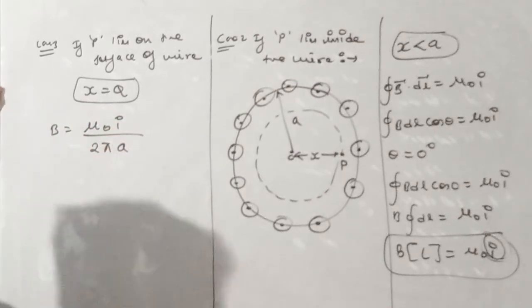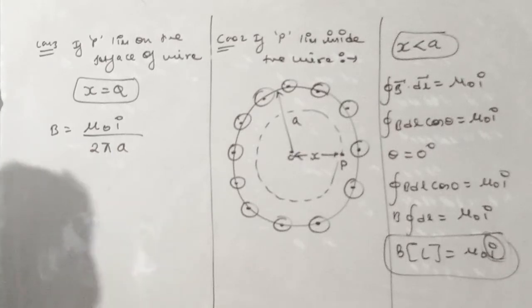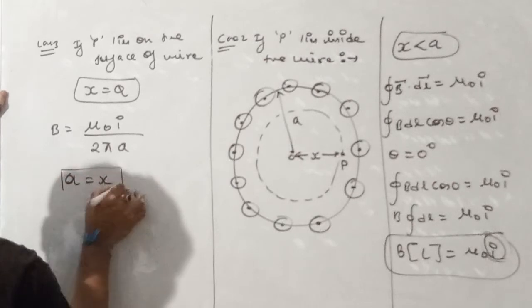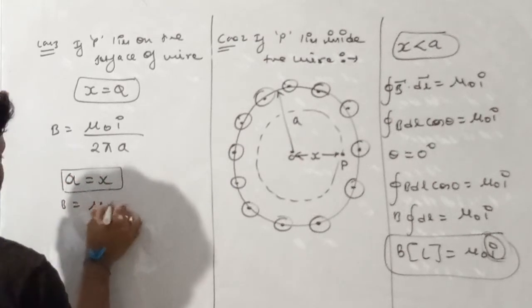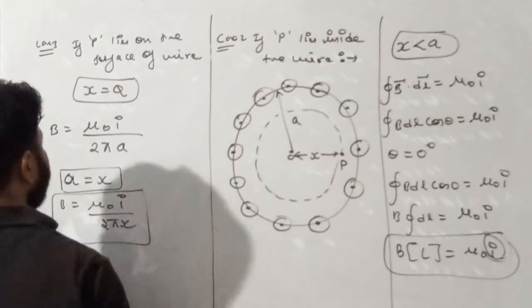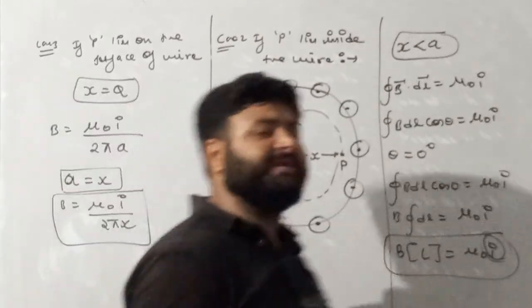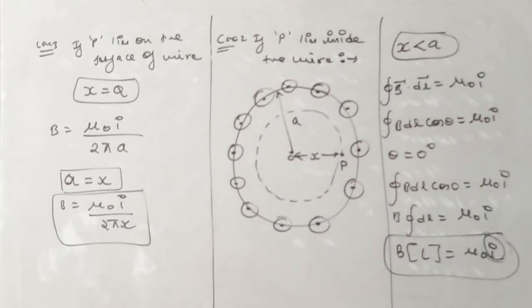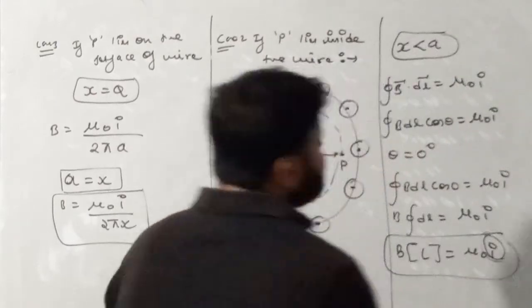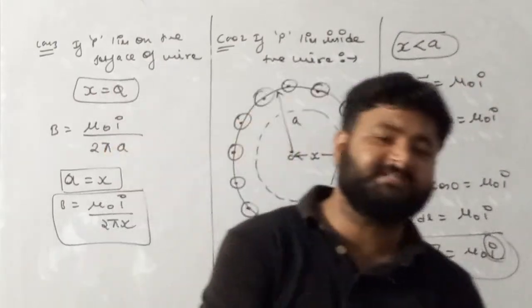I hope you all are understanding this concept. Mu naught I upon 2 pi A, so A must be equal to x. So we can write B equals mu naught I upon 2 pi x. This is the value of the magnetic field due to the current carrying hollow spherical wire whose radius is A. I hope you all understand two very easy applications of Ampere's circuital law.